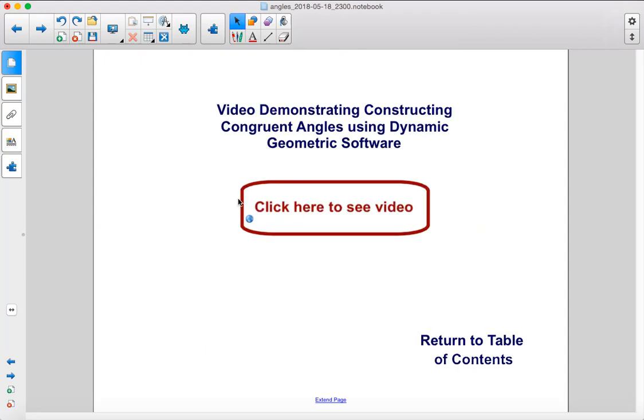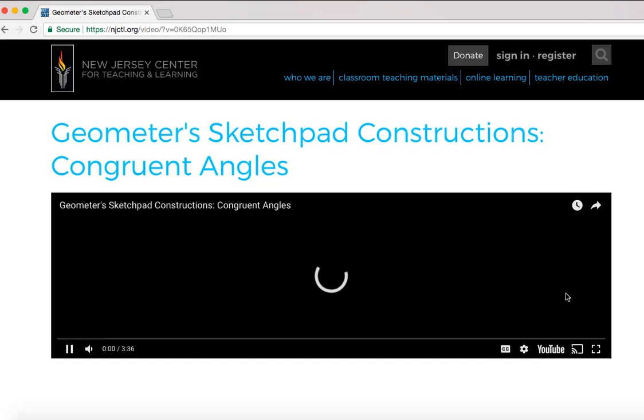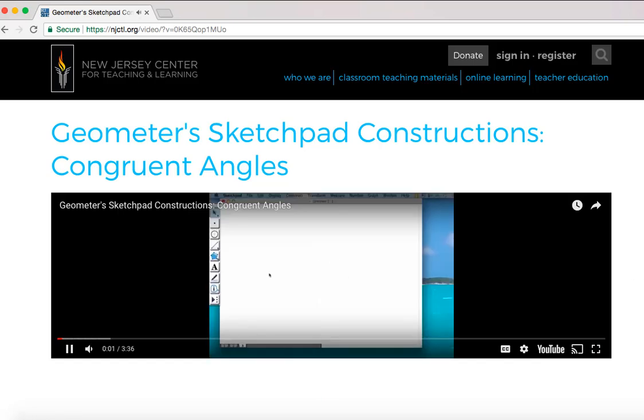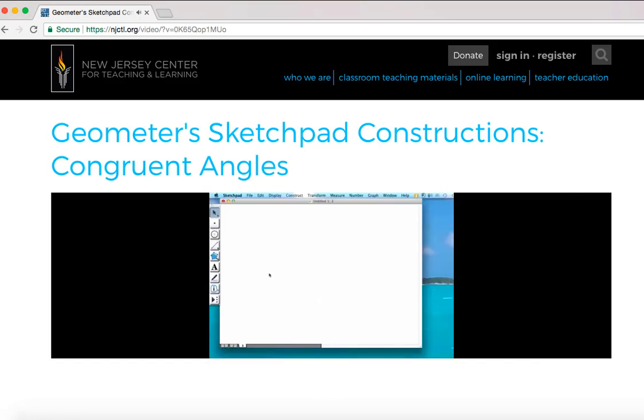Here's a video that demonstrates how to construct congruent angles using dynamic geometric software. This video goes over how to construct congruent angles in Geometry Sketchpad using the compass or circle tool and the segment tool. To get started, you're going to press the fourth button down, which is the segment tool, and you're going to construct a segment by pressing down on a spot to make the first point and pressing down on another spot to make the second point. You're also going to construct another segment starting at one of your endpoints and extending it in a different direction, making an angle.